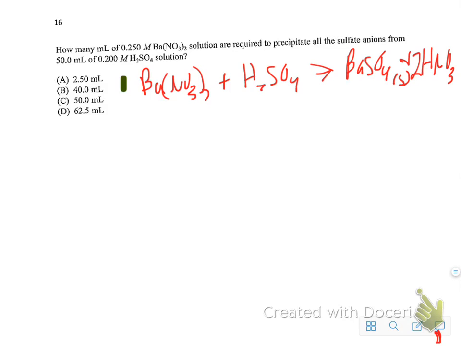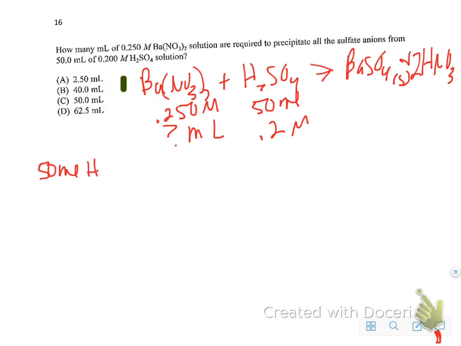So, I have 0.250 molar of this. I want to know how many milliliters. Okay, and I have 50 milliliters of this, and it is 0.2 molar. Okay, so I need to start with a measurable amount of something. Molar, I can't go measure out molarity. I've got to measure volume or mass. So I'm going to start with my 50 milliliters of sulfuric acid. And I need that to be in liters, so I can use the molarity as a factor.